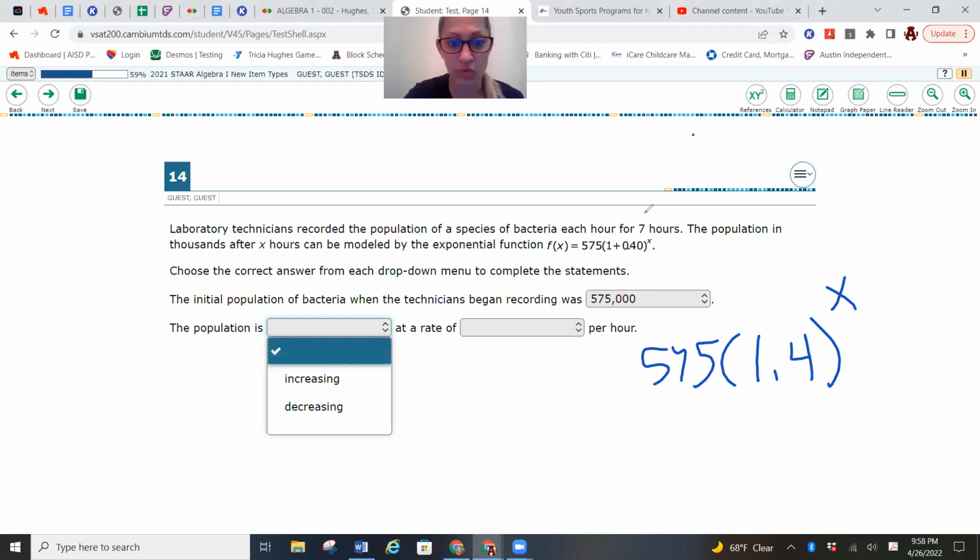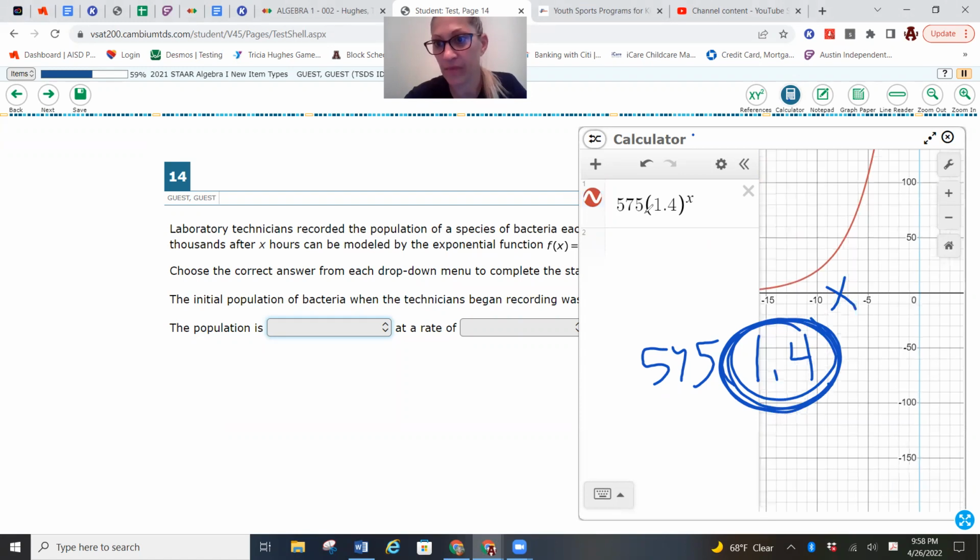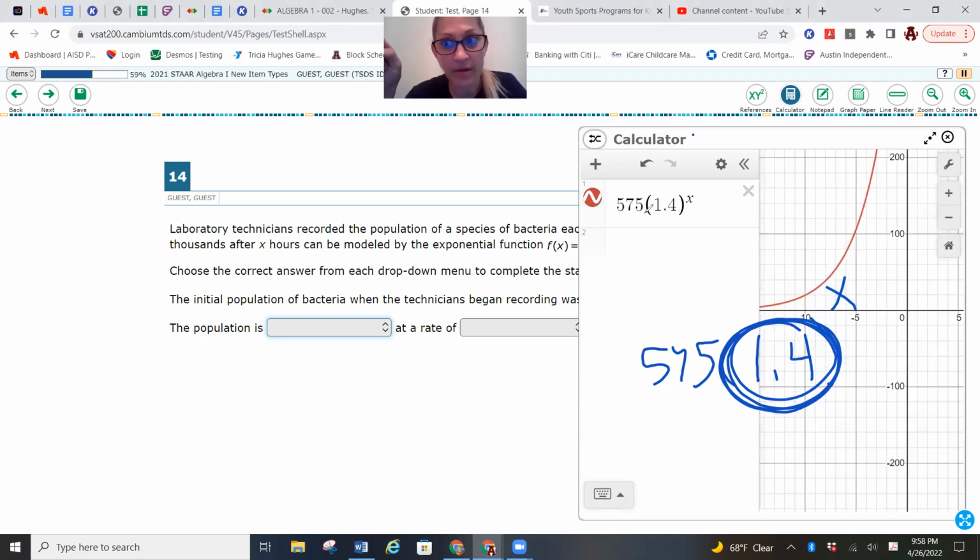The population is what? Is it increasing or decreasing? Well, look at your B value. Remember, your B value tells you, is it increasing or decreasing? Coach, I don't know that answer. Well, type it into the calculator. If you don't know that answer, type in 575 times 1.4 to the power of x, and zoom out. That goes up. When it goes up, it increases.